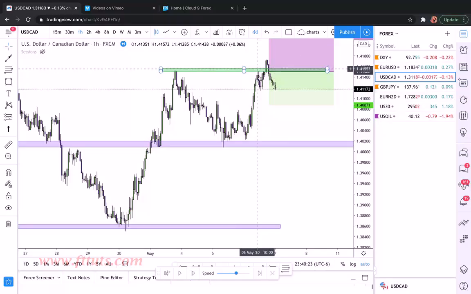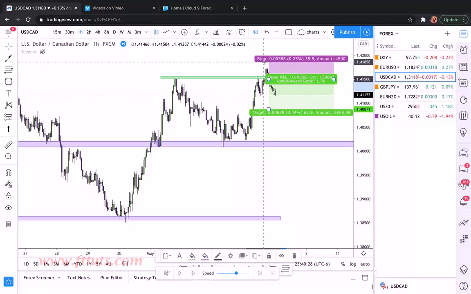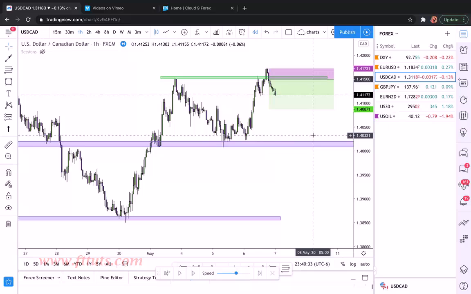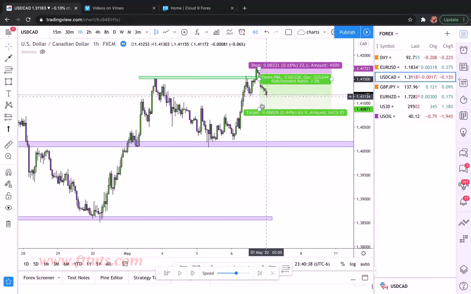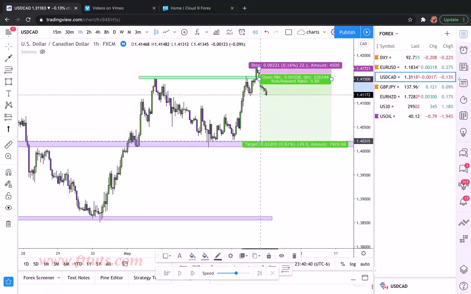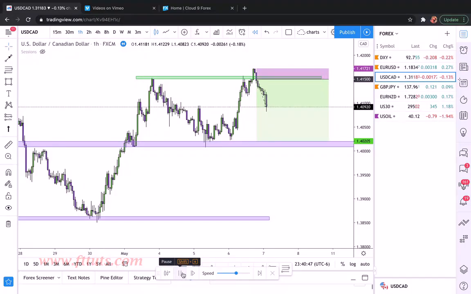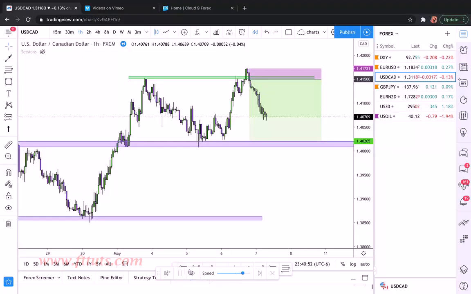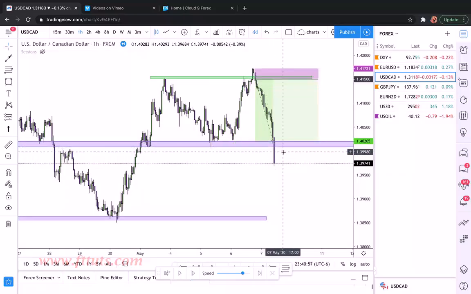Since it's tested twice, came down, and then faked out, you can put the stop loss right above the fake out. In this case, this would be a little tight stop, because more than likely it's not going to come up there again because it faked out. So our first target basically is here. Okay, so let's see what happens.